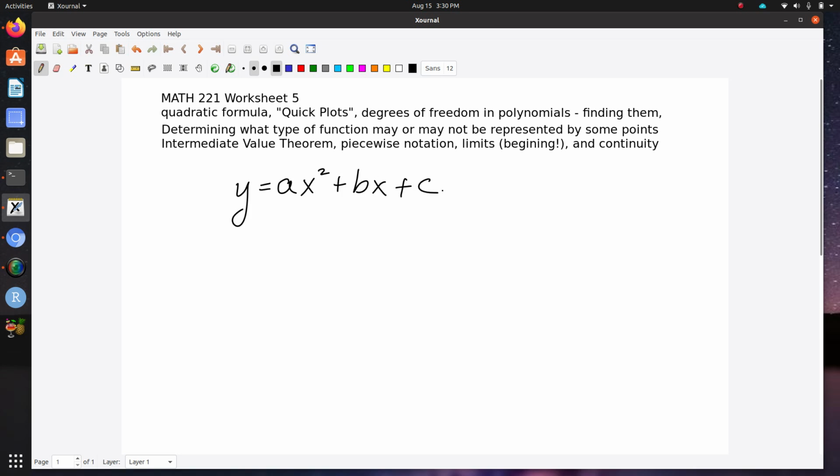You have 3 degrees of freedom. You have A, B, and C. It's the next polynomial up from the line. And if we want to find the roots, we're going to set it equal to 0 and solve for x. Okay? So the way this happens is there's a whole bunch of algebra. You do completing the square, whether you do it the European way or the American way. It doesn't matter. You've got to complete the square.